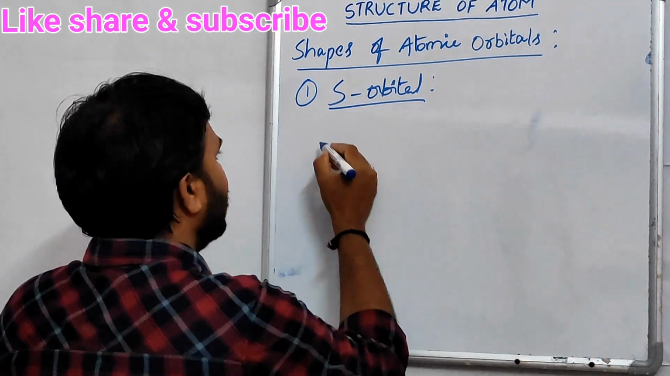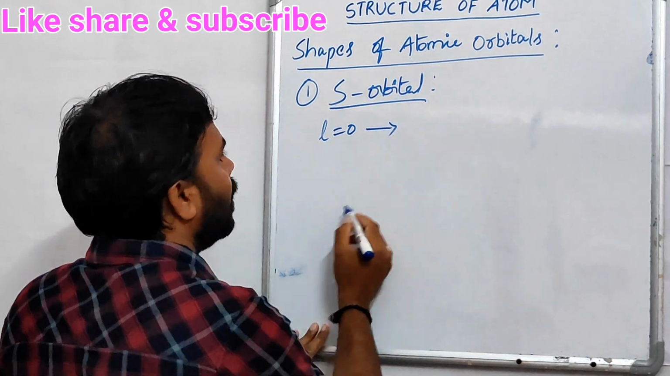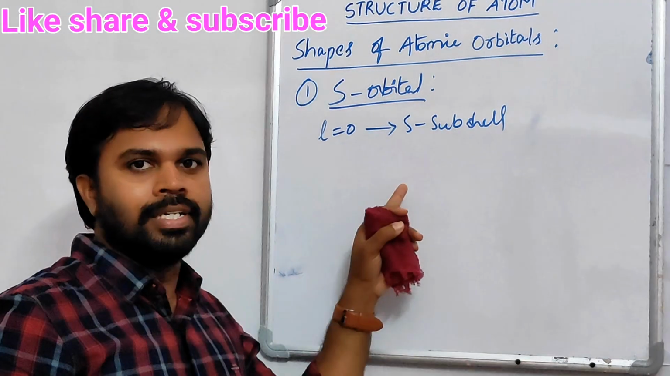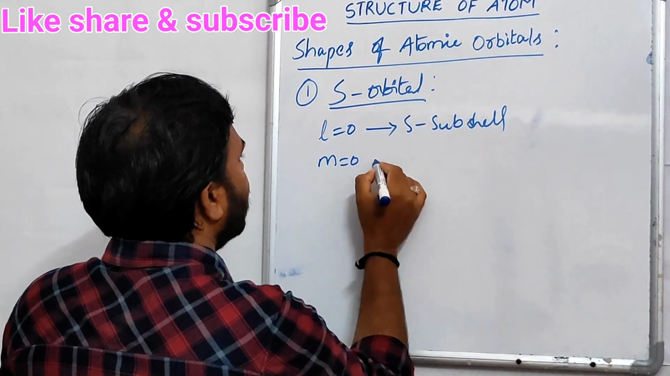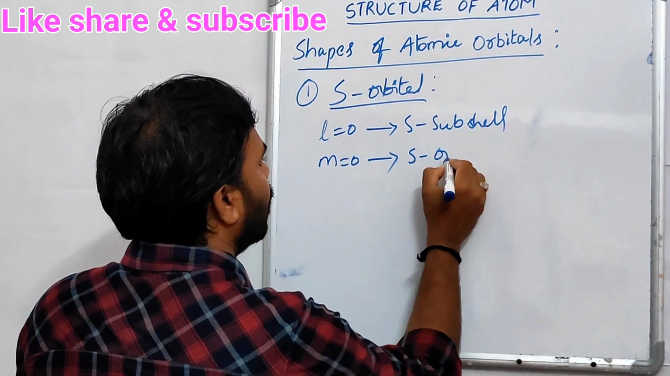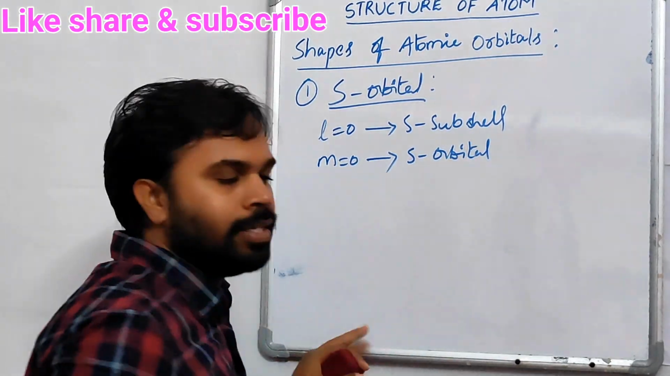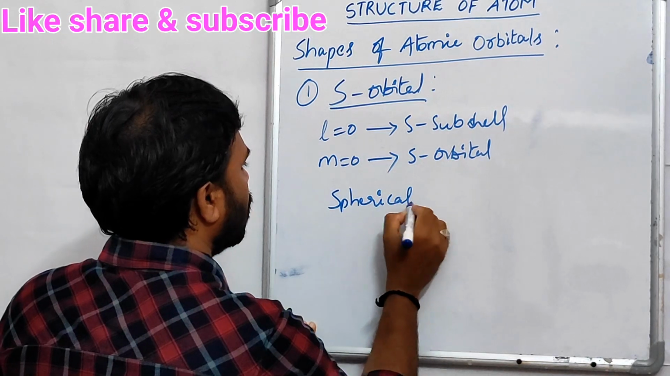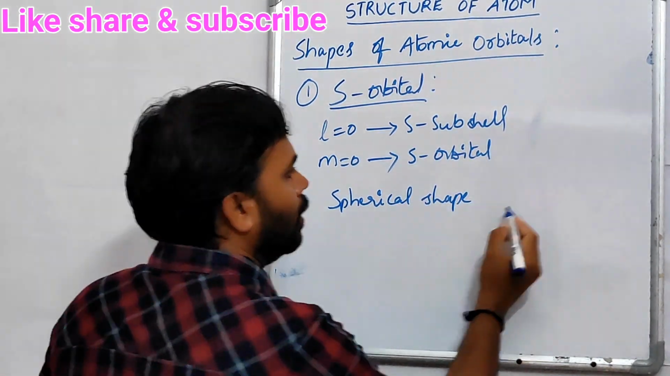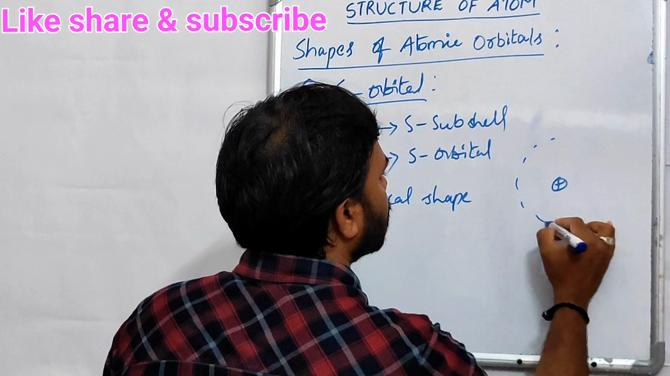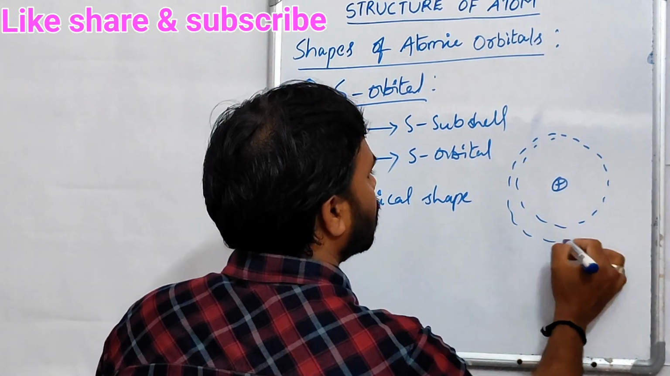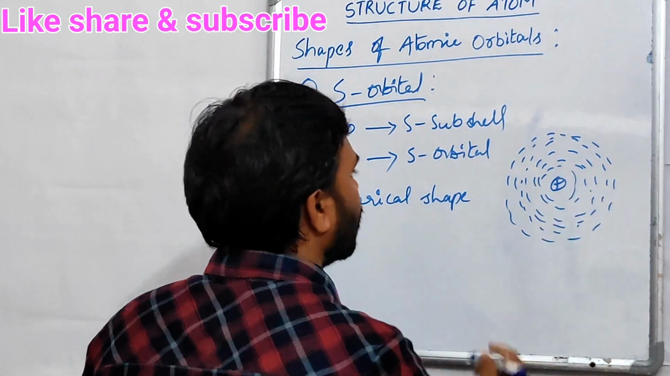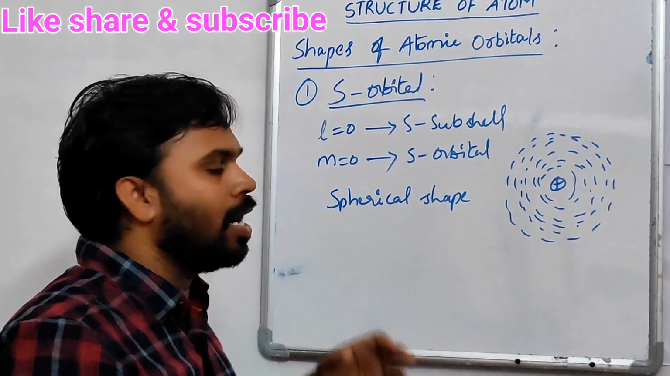If L value is 0, it is designated as S subshell. For this, M value is 0. It is represented as S orbital. The shape of S orbital is spherical. Spherical in shape. That is, this is the non-directional orbital.